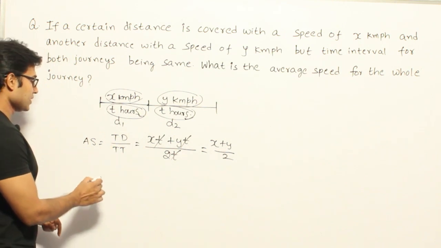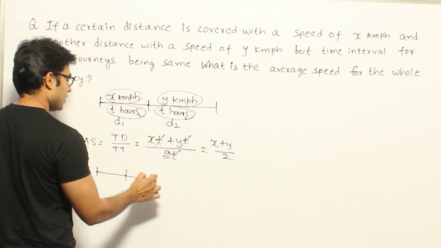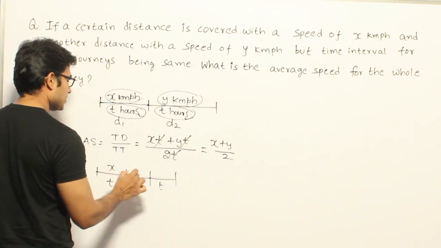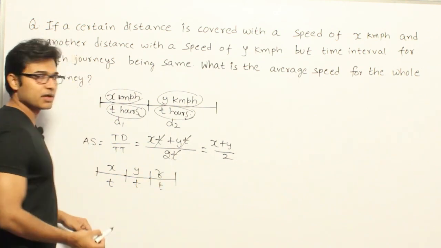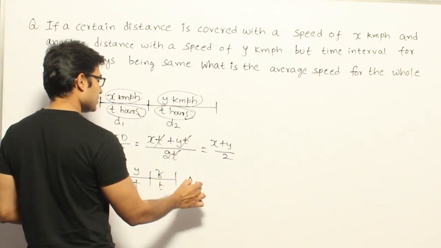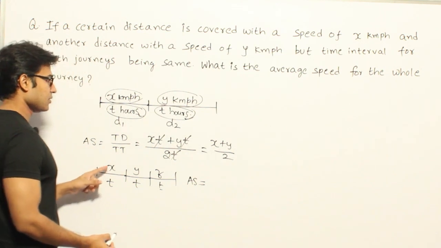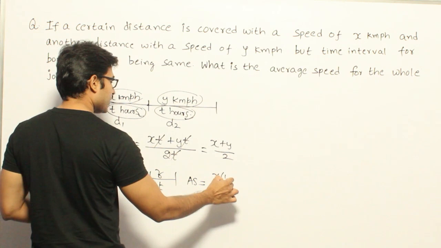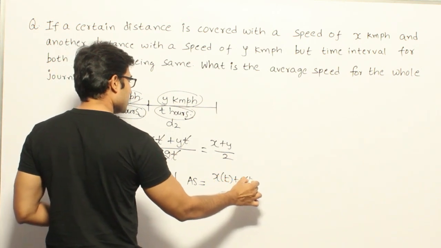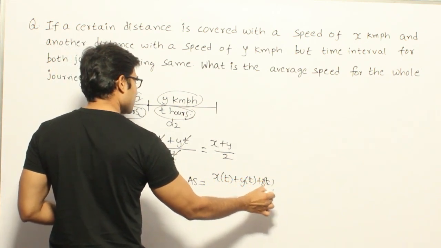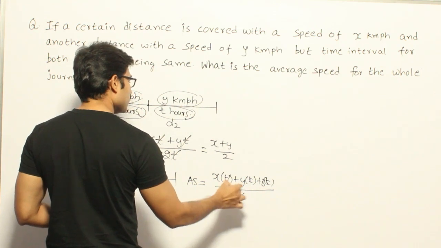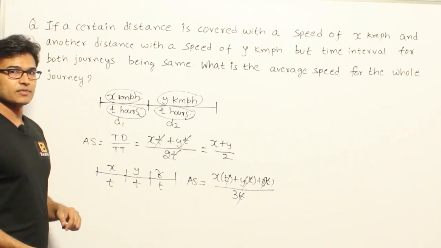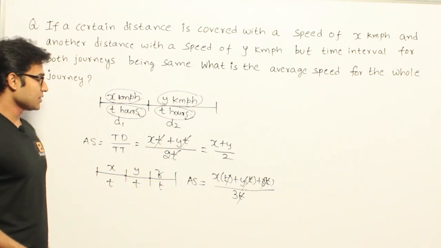For example, if they say that we are going to travel t hours, first with x, second with y, third with z kilometers per hour, then what will be the average speed? In this case, if you try to find out the average speed using the same method, total distance by total time, total distance is going to be x into t plus y into t plus z into t, right? And the total time is going to be 3t, right? Again, if you see it, (x plus y plus z) by 3, which is again the average of these 3. Right? It can even be extended to n cases.